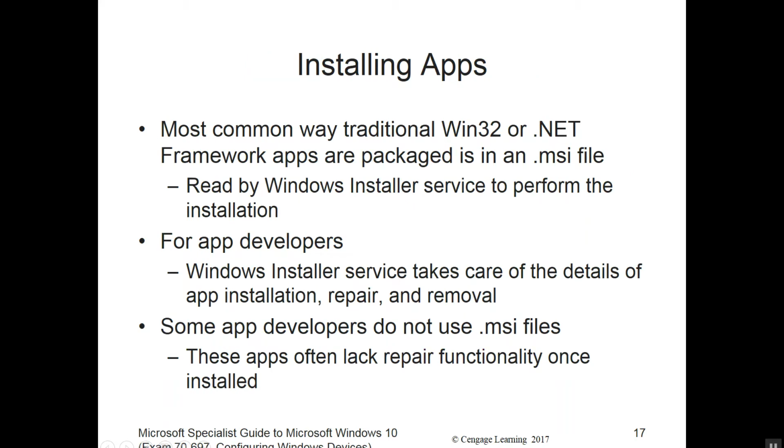The most common way traditional Win32 or .NET framework apps are packaged is in a .msi file. It's read by Windows Installer Service to perform the installation. So you've got an installation package where the file extension is .msi. All right, it's for app developers. The Windows Installer Service can take care of the details when it comes to app installation, repair, and removal.